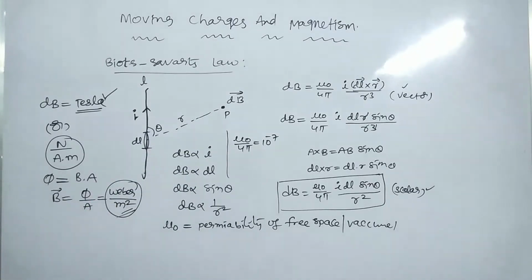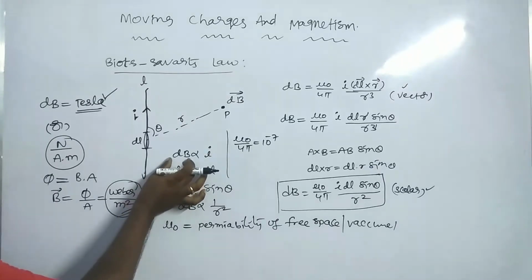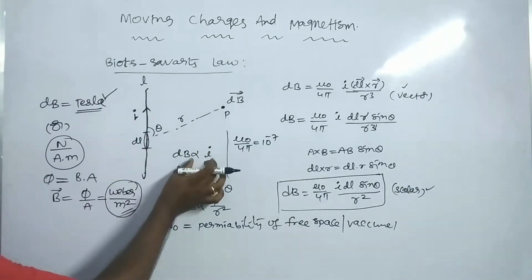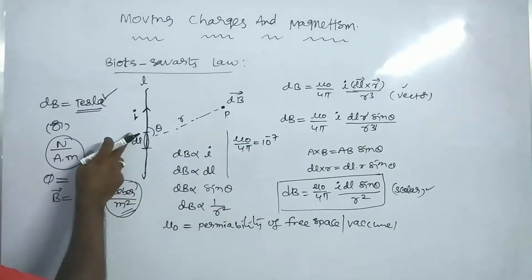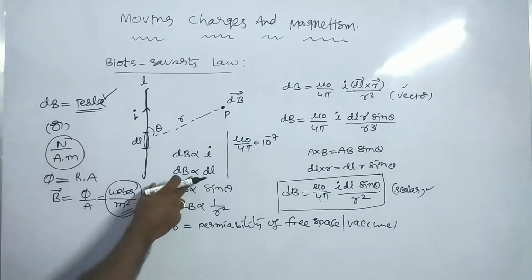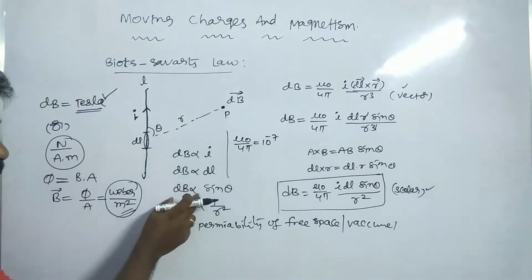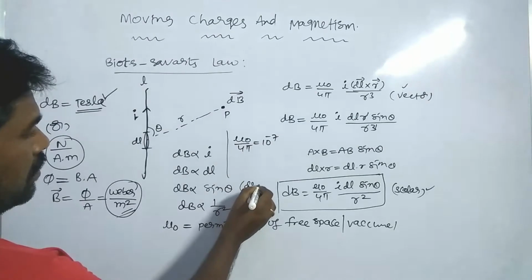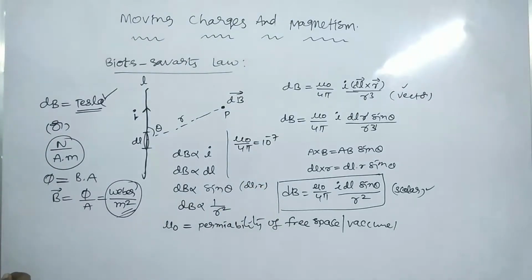So due to the Biot-Savart law, the magnetic field at a point P, which is at r distance from the dl element, is directly proportional to the current passing through the conductor, directly proportional to the length of the small element, and directly proportional to the sine of the angle between dl and r, and also inversely proportional to the square of the distance between them. So this is the Biot-Savart law.